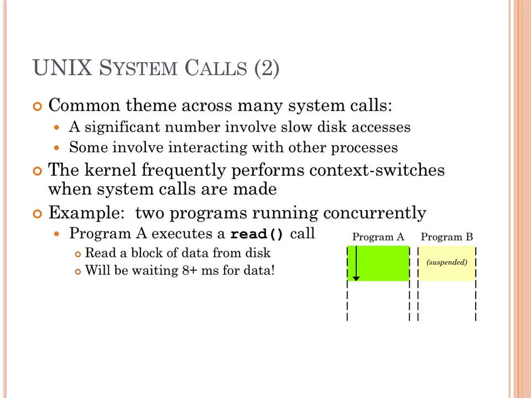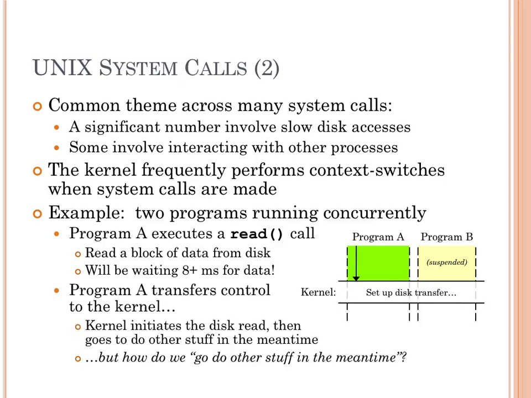Program A can't do anything anymore. So what we need to do, remember that program A is going to ask the kernel to do this on its behalf. So it traps into the kernel. It says to the kernel, I'd really love to read this data. The kernel says, sure, let me get that set up for you. But now everybody's going to be waiting. So the kernel can go do other things in the meantime. Okay? Now the question is, how do we actually set this up to happen in the background?